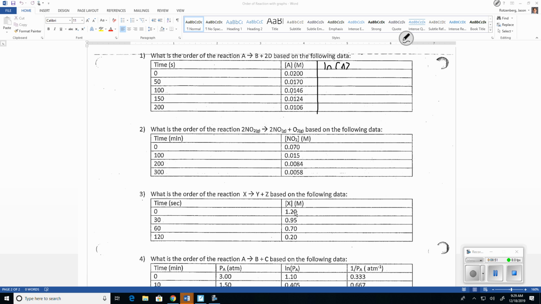If you were to do questions 1, 2, and 3 on here, I would look and see, does the concentration, is that linear decrease over time?